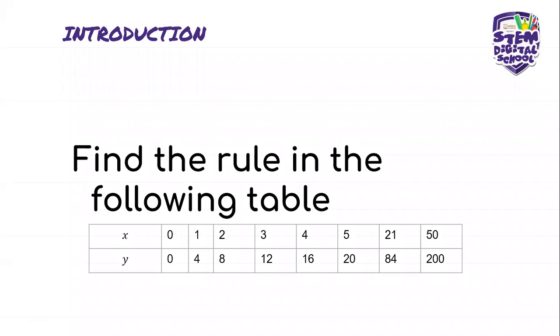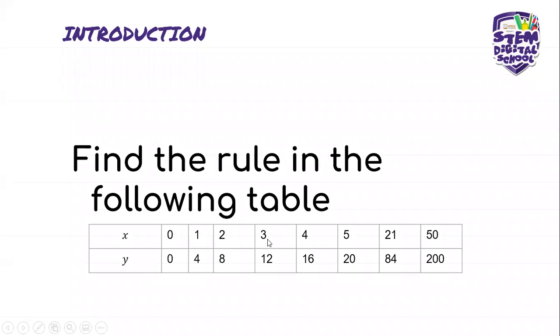So the y will be 0 there. If you multiply 4 by 1, you get 4. So therefore, y will be 4. If you multiply 4 by 2, you get 8. So therefore, y will be 8.